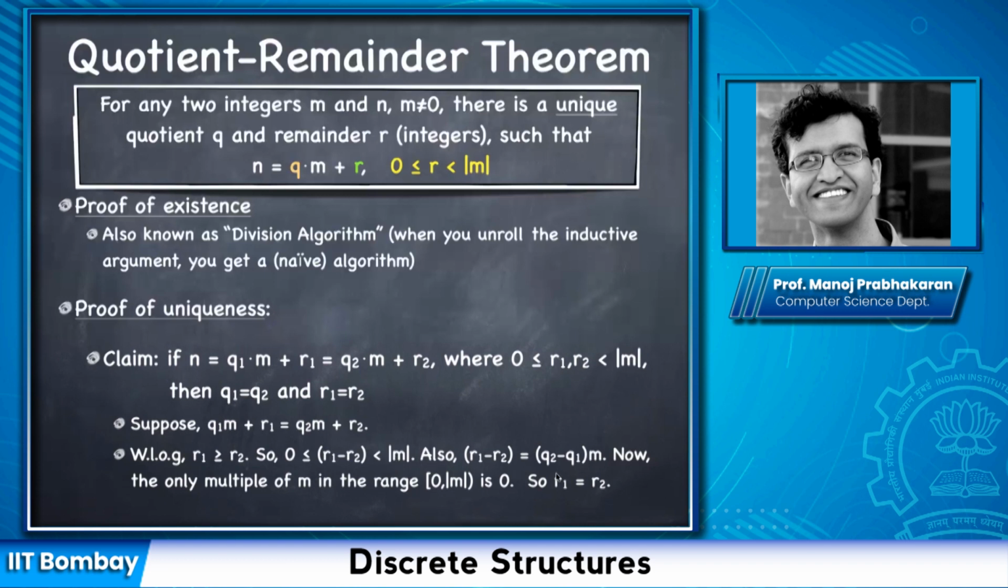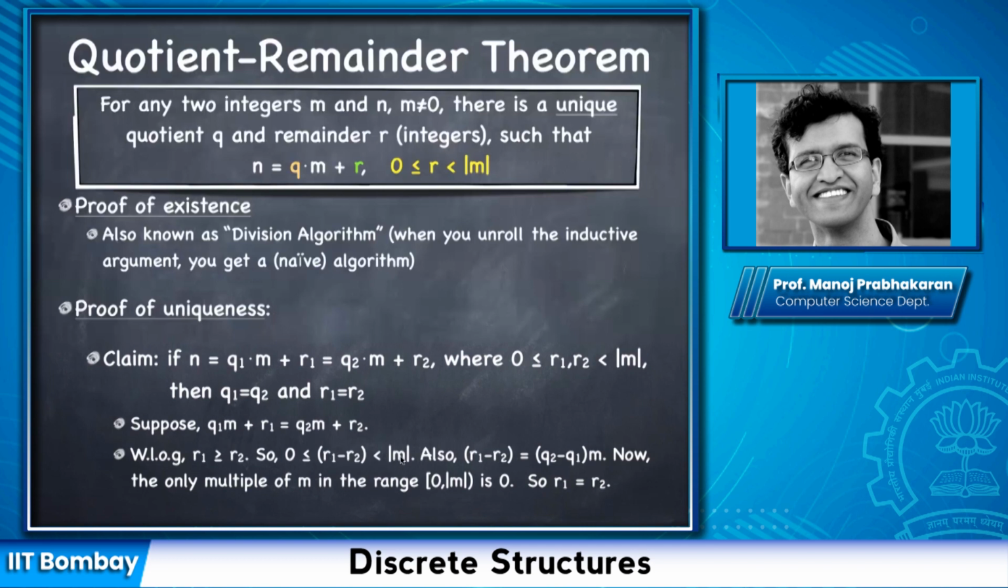But also R1 minus R2 from this equation here can be written as Q2 minus Q1 times m. So R1 minus R2 is a multiple of m, okay? Or in other words, m divides R1 minus R2. Now, remember from a few slides back, if m divides a non-zero number, then that number must be greater than or equal to m. So R1 minus R2 will have to be greater than or equal to m, which it is not.